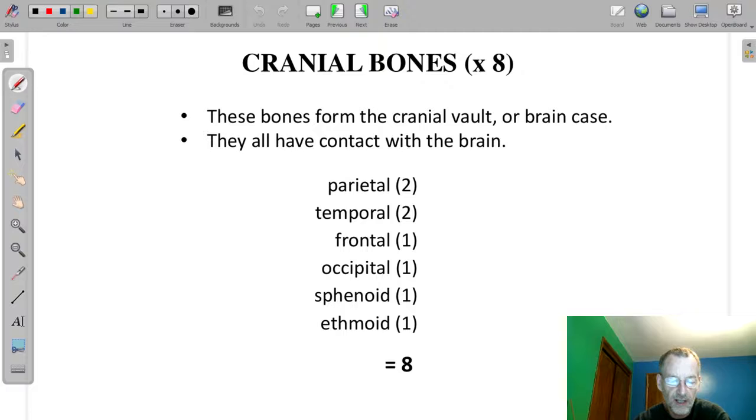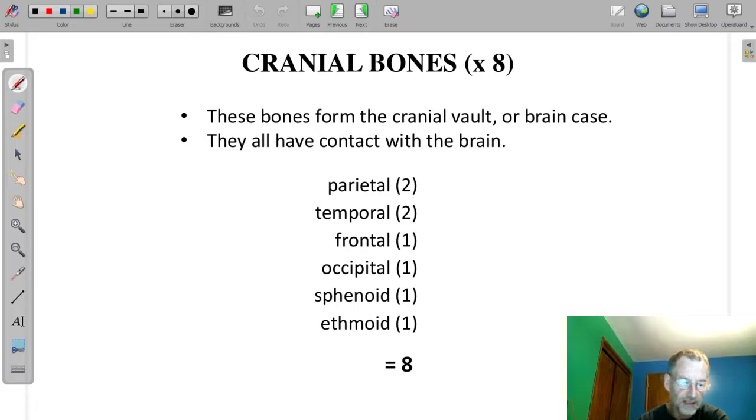Cranial bones have contact with the brain. They make the brain case. They make the cranial vault that the brain sits in. So if a bone contacts the brain, whether a little bit or a lot, it's considered a cranial bone. If the bone has no direct contact with the brain, it's considered facial.